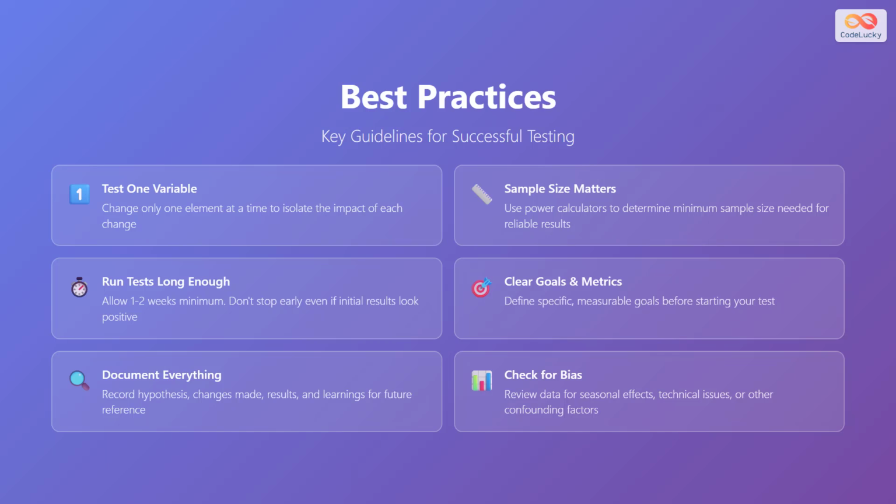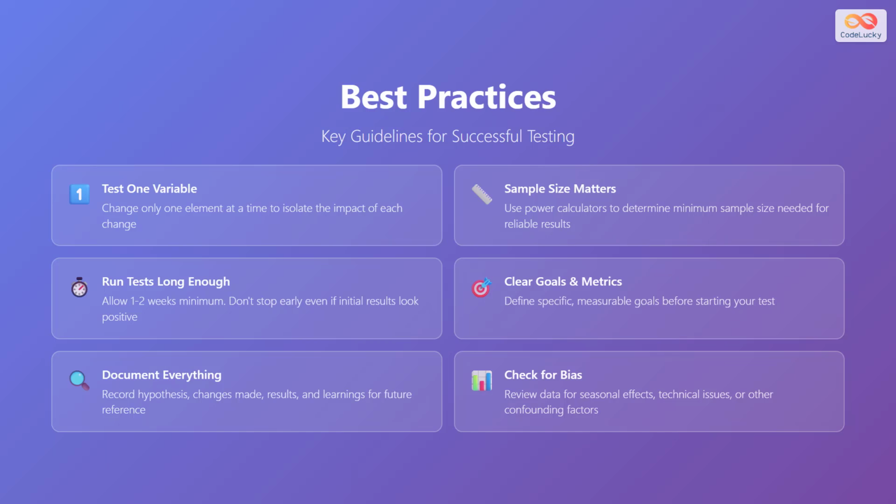Third, run your tests long enough, at least 1 to 2 weeks. Avoid stopping early even if initial results look positive, as early trends often don't hold up with more data. Fourth, set clear goals and metrics before starting your test so you're measuring what matters. Fifth, document everything including your hypothesis, the changes you made, your results, and the lessons learned. This documentation becomes valuable reference material for future tests.